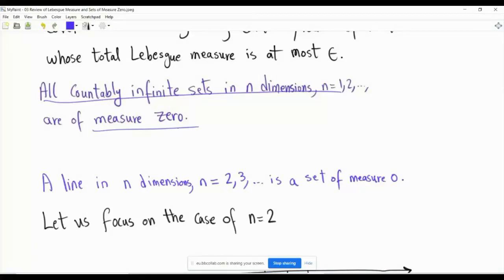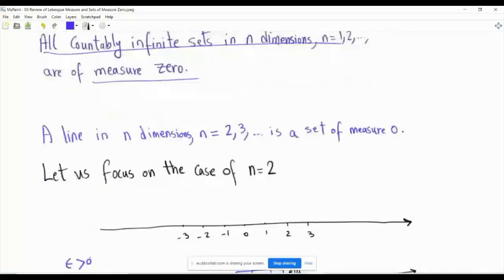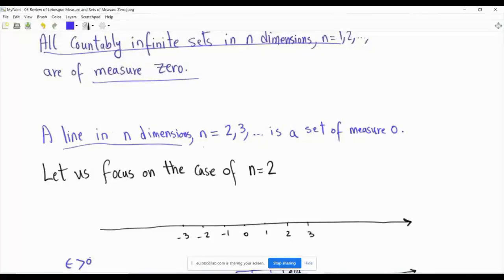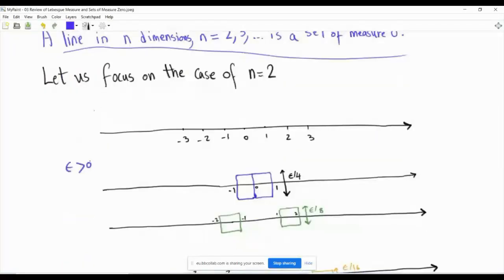Okay, so any set that basically you can put into one-to-one correspondence with the set of natural numbers is a set of measure 0. Okay. Let's not repeat ourselves and avoid being bored. Here is another example: a line, actually a hyperplane in n dimensions, is a set of measure 0. So let's briefly show that if you have a straight line in 2 dimensions, it is indeed a set of measure 0, Lebesgue measure 0.